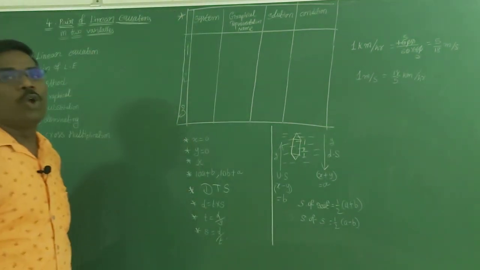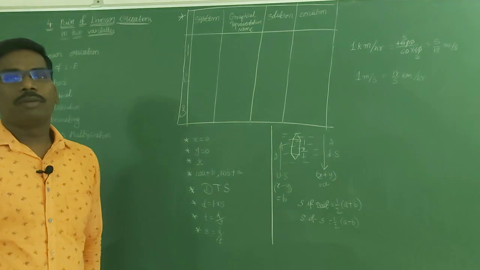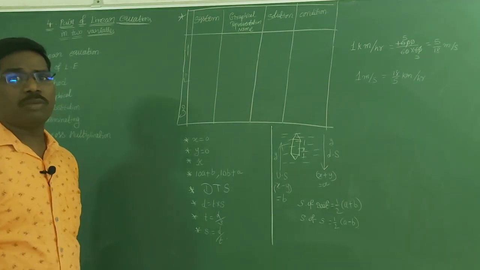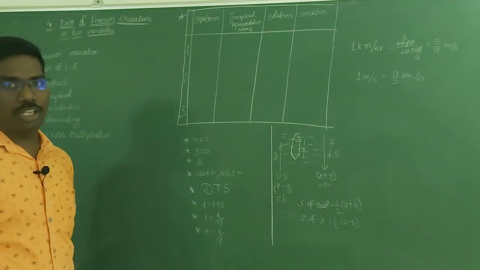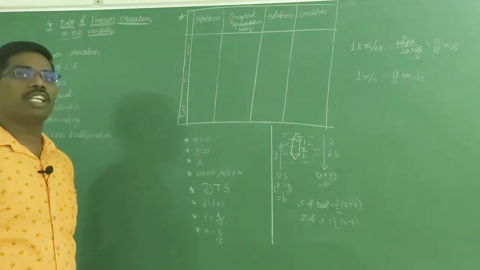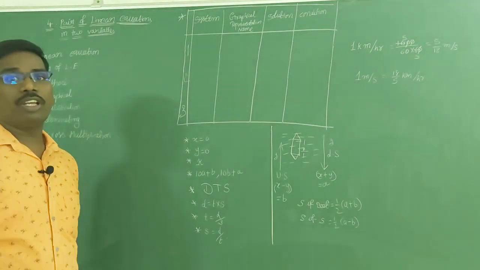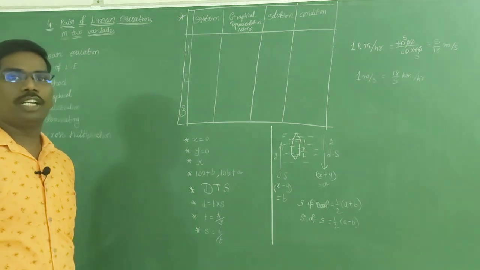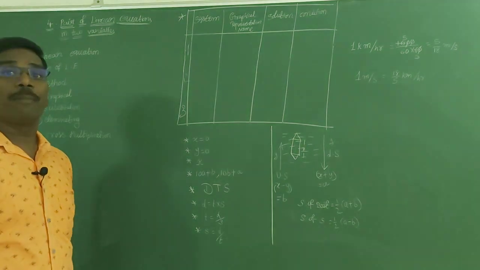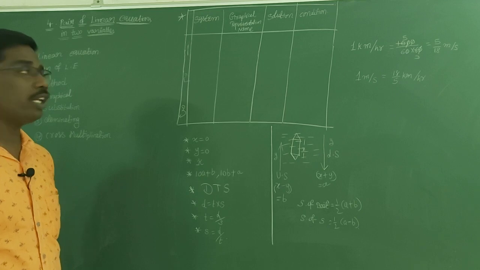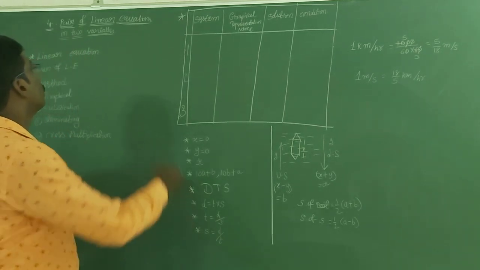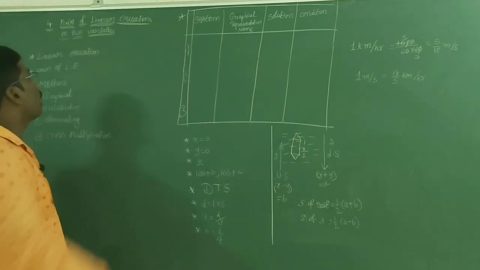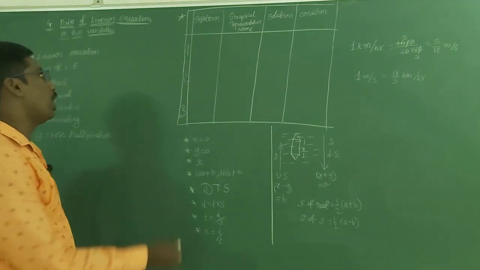Linear equation. What is a linear equation? A linear equation is nothing but an equation, a polynomial which is having degree 1. In the previous class we have studied that a polynomial which is having degree 1 is called a linear equation. So we are discussing two variables. So we want a linear equation in two variables.